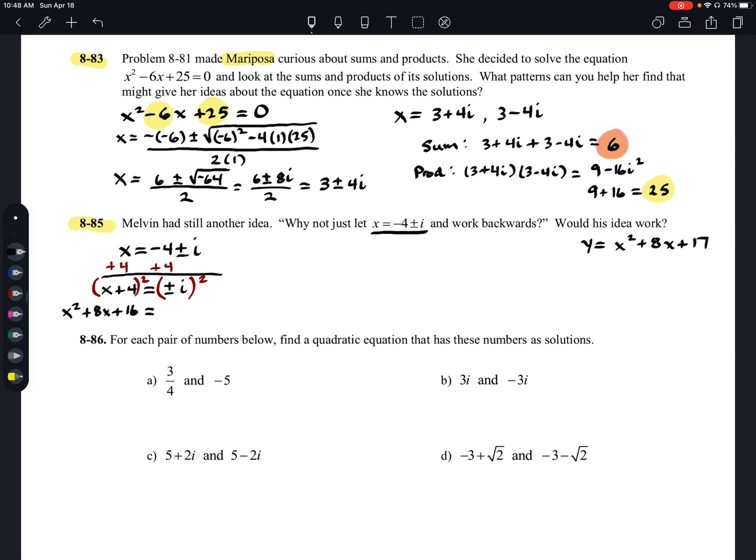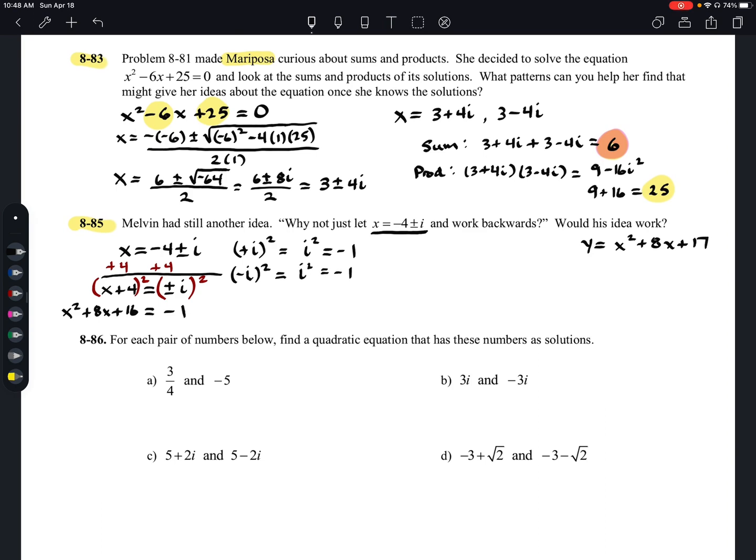And whether I have a positive or a negative i, when I square them, what should I get? Think about this. Positive i squared would be positive i times positive i, which is i squared, and i squared we know equals -1. Or if I have a negative i and I square it, negative times negative is positive, and then i times i is i squared. So I get the same thing regardless.